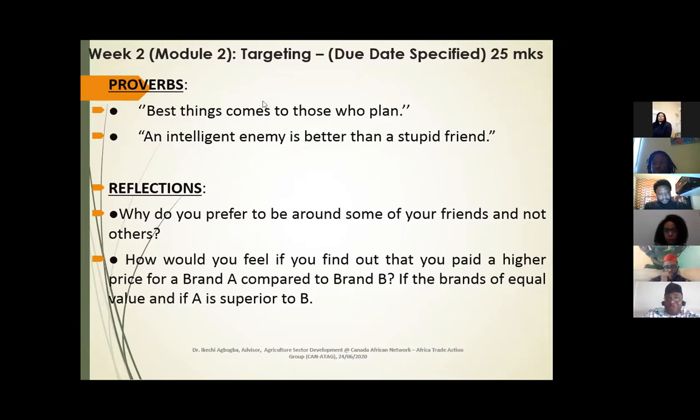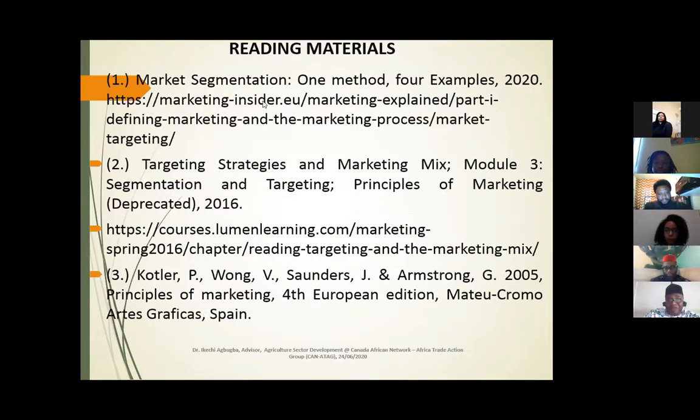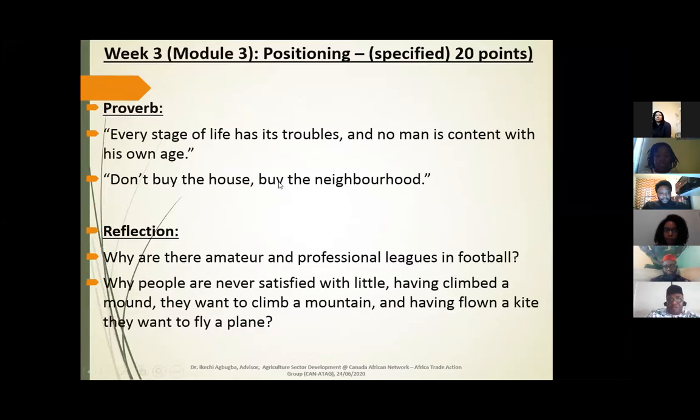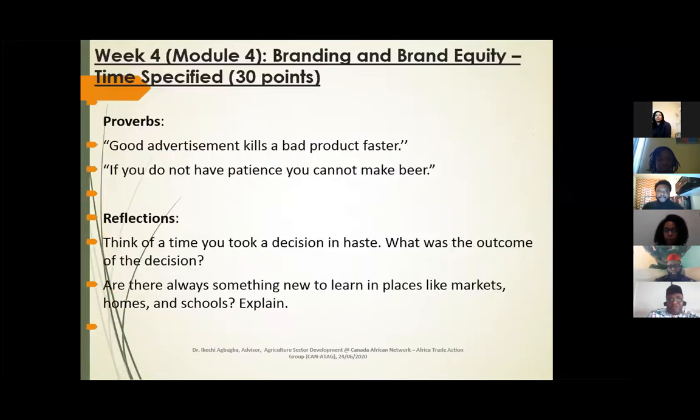And we need to put in, especially in Africa, African countries are supposed to adopt this mentality of putting in the enthusiasm, being assiduous when it comes to their businesses and how they develop. So the reading materials are already here. So this is the third module, positioning, and then the final module.